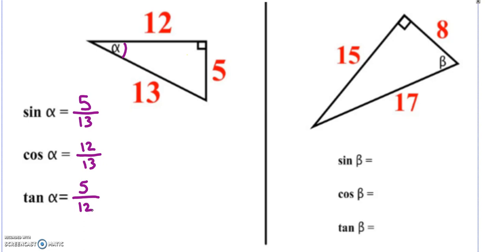Let's do the same thing over here for this triangle. This one we're referencing beta, this angle. So if I want the sine, that's opposite. So opposite, I'm going across: 15 over the hypotenuse, 17. Cosine is adjacent, so we have 8 over 17. And for tangent, we have opposite, 15, over the adjacent.